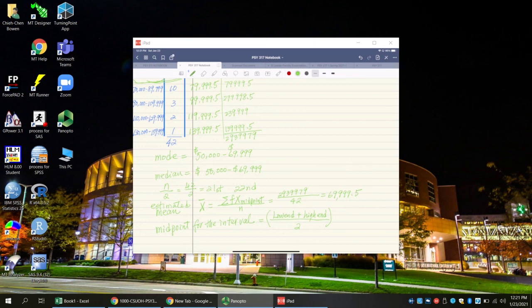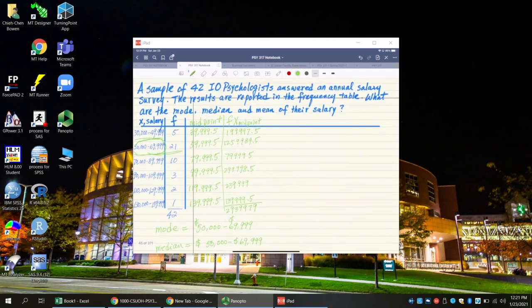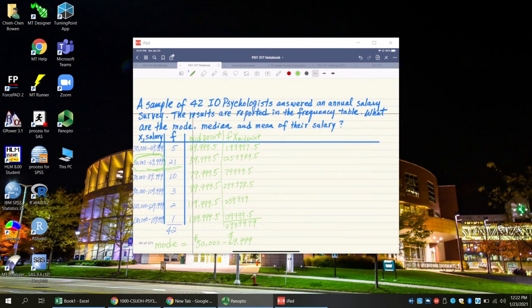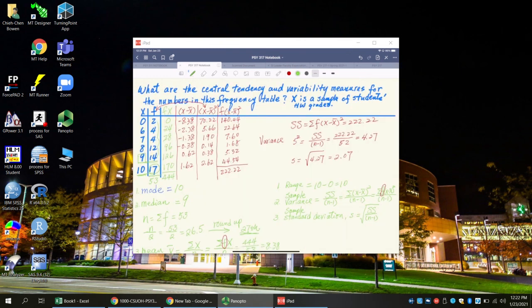All right, so that's how you take care of a frequency table with intervals or just with individual values. So there are two different types of frequency tables, and you're able to calculate central tendency and variability.